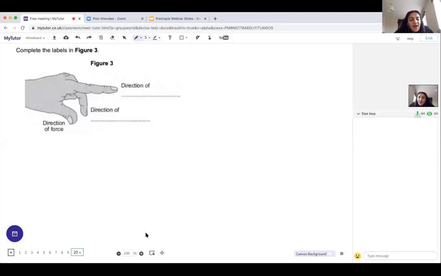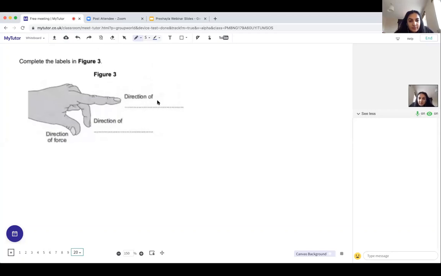Okay, so the first finger is the direction of the field. And the second finger is therefore the direction of the current. The way that we say to remember it is that first finger begins with an F and so does field.